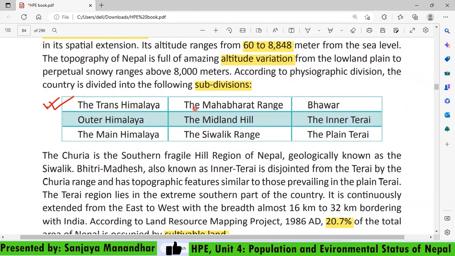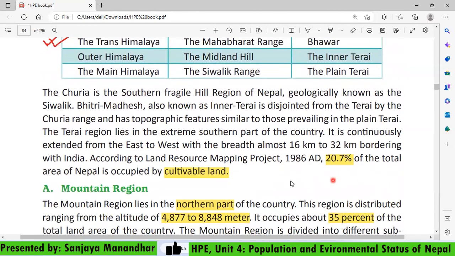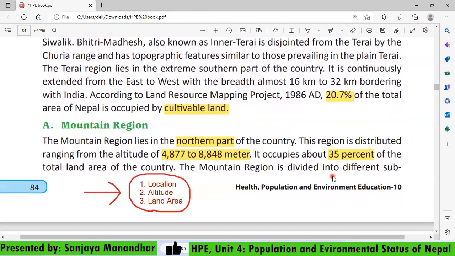Similarly, the hilly region is divided into three areas: the Mahabharat Range, Mid Hills, and Shivalik Range. And the Tarai region: Bhawar, Inner Tarai, and Plain Tarai. In this way, it is divided. Now, the next important thing I have highlighted here is, according to the Land Resource Mapping Project 1986 AD, 20.7% of the total area of Nepal is cultivable land. So how much percentage of land area is cultivable in Nepal? 20.7% cultivable land.